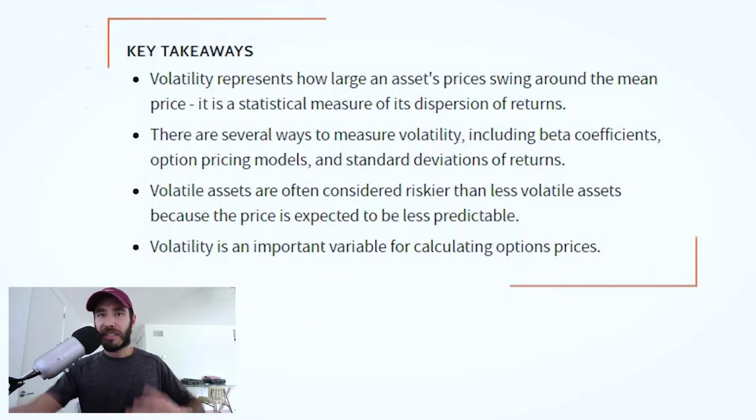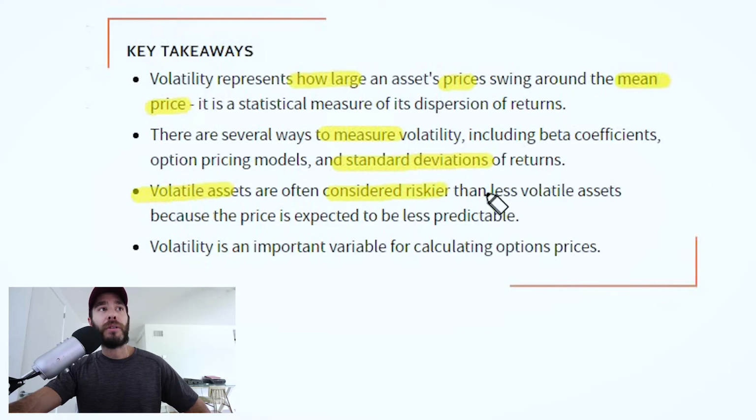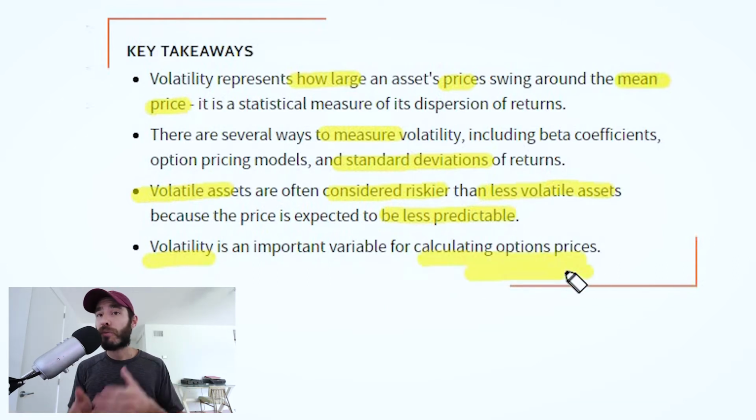So when it comes to volatility, we know that it represents how large the price swings around the mean. We know a way to measure volatility is through standard deviations. And we know a volatile asset is riskier than a less volatile asset because the price swings more, making it less predictable. Also, volatility is used to calculate the options price, which we're not going to get too deep into, but it is important to know that.